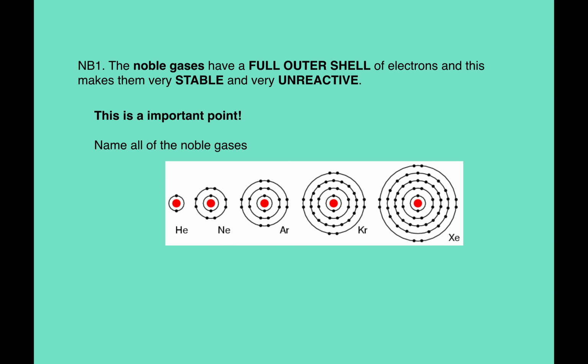Now, the noble gases, it says name the noble gases. There are the symbols helium, neon, argon, krypton, and xenon. And you can see that they have 2 electrons, 8, 8, 8, and 8. We consider these elements, these atoms, to have a full outer shell and be very stable.